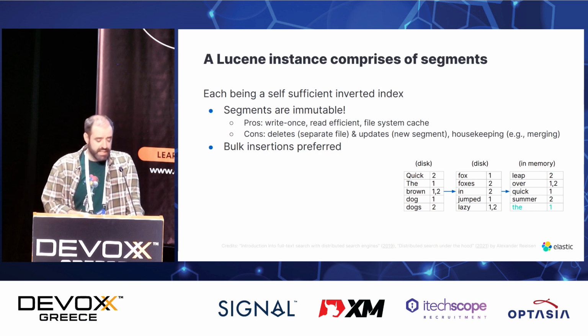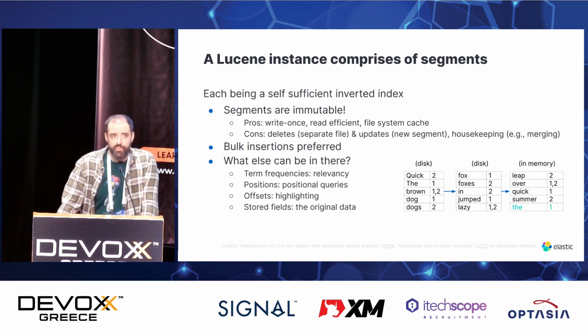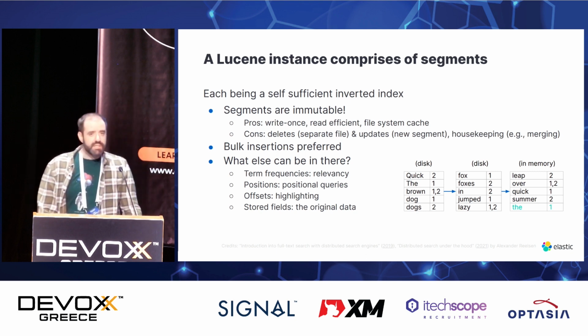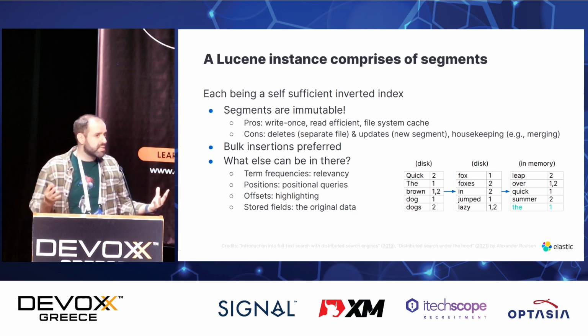Apart from the inverted index, there are other things that we store there, like metadata such as term frequencies in order to support relevancy queries, positions, offsets, and stored fields like the actual documents themselves.